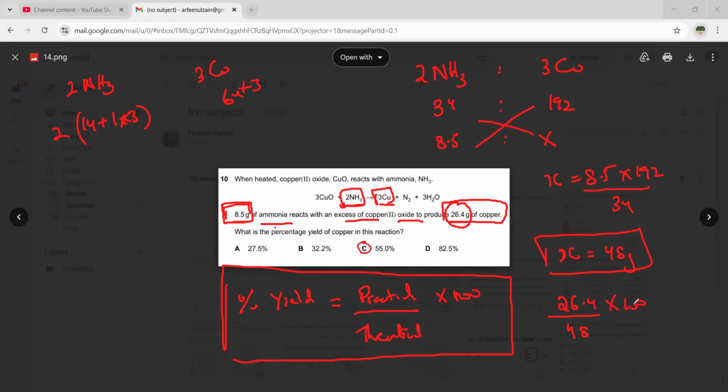According to the ratio, you should get 48, but you're not getting 48, and practical values are always lower than the expected one. The main reason is that there are some side reactions as well.